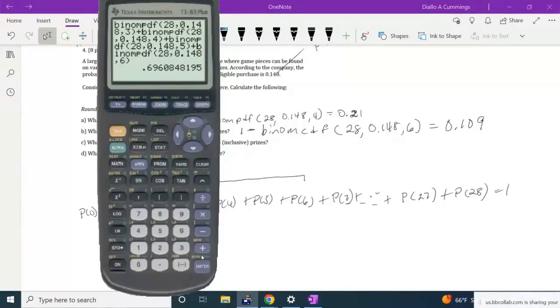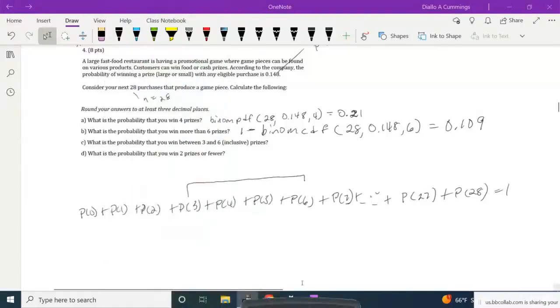That was like the easy way. Here's what the CDF functions look like. I'm just going to show this real quick. So if you want 3 through 6, I'm going to use the CDF function to find 6 through 0. I'm going to use the CDF function to find 2 through 0, and I'm going to subtract. All right, so it should look like this.